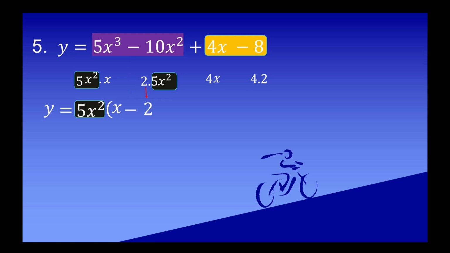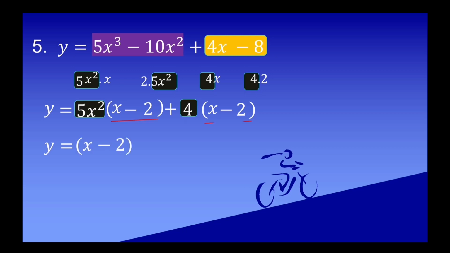So we're using the negative since our second term is negative, so x minus 2. And then for the last two terms, our GCF is 4, having the same constant. Then the remaining is x minus 2. Then our new equation is also having the same factor, that is x minus 2.